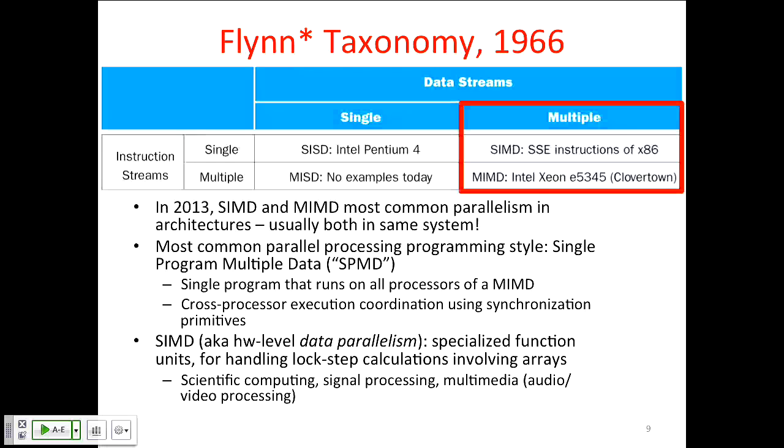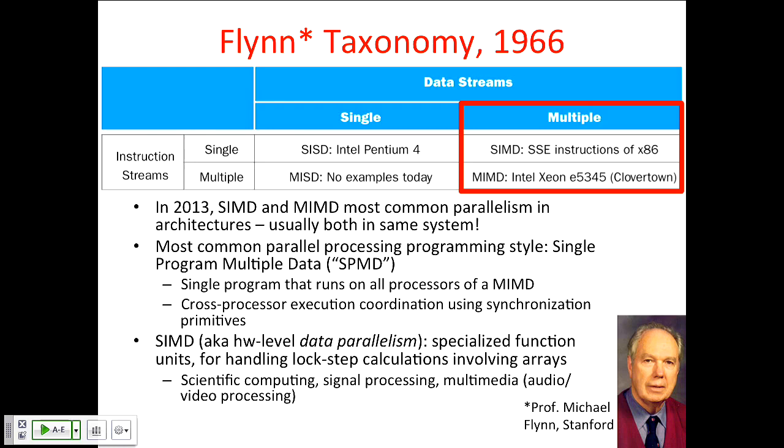SIMD is sort of lower level. As I said, it's often in these multi-core systems, each core is independent and has its own SIMD unit. So at the high level, you'll break up the chunks of work each processor does, then within each chunk, the processor will try and use the SIMD level parallelism to do more work at the same time on each processor independently.